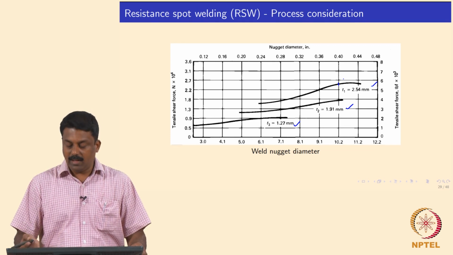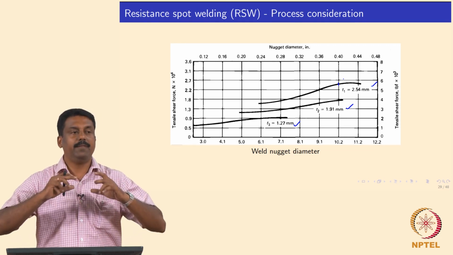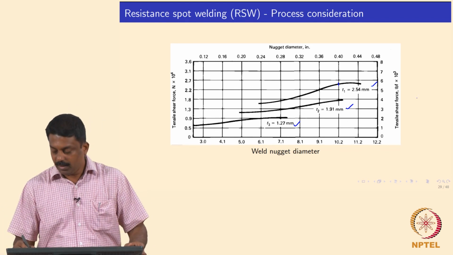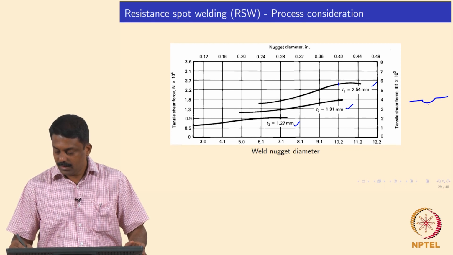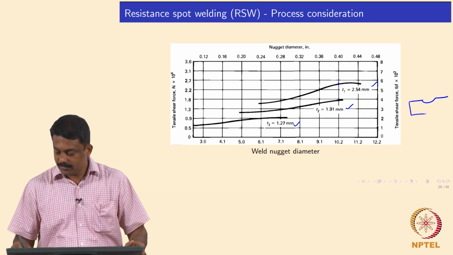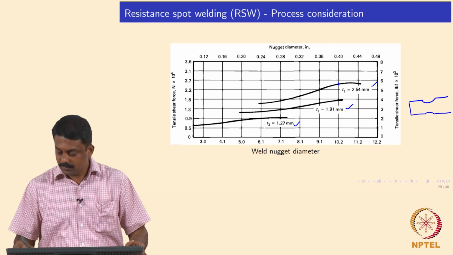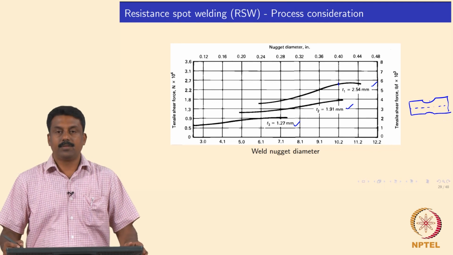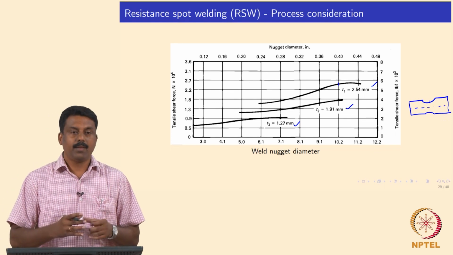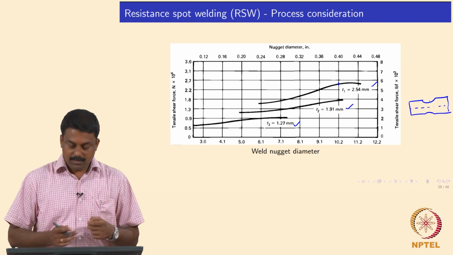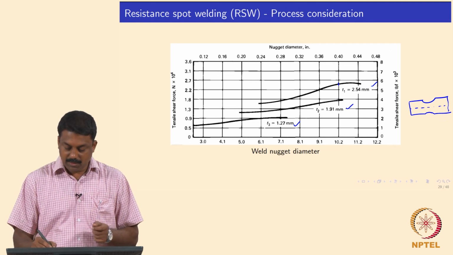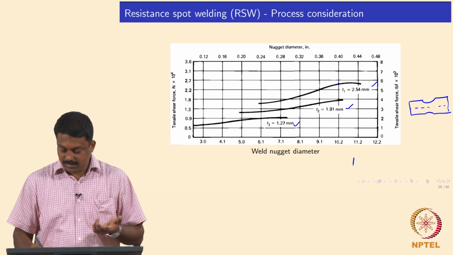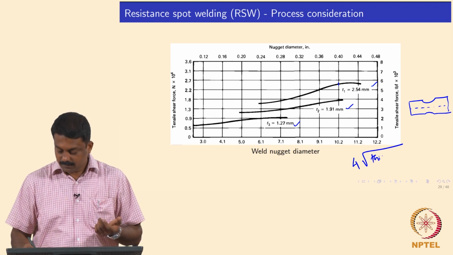After that you may also have severe cavity or indentation formation because of the larger amount of liquid, and you may also have a surface depression, because the material becomes really softened if you have a large amount of liquid. So, there is a critical diameter beyond which you may not really increase the strength. That is why generally that diameter is 4 times the square root of thickness.